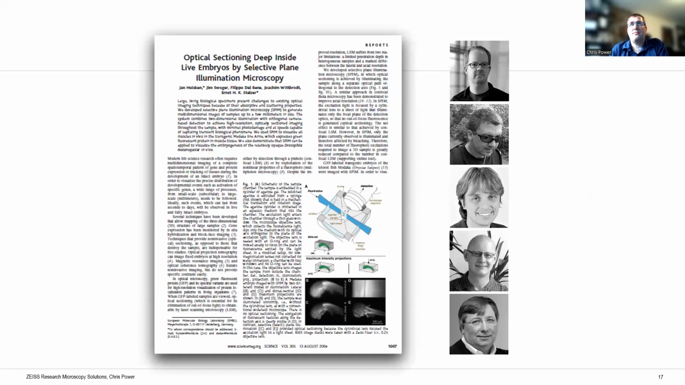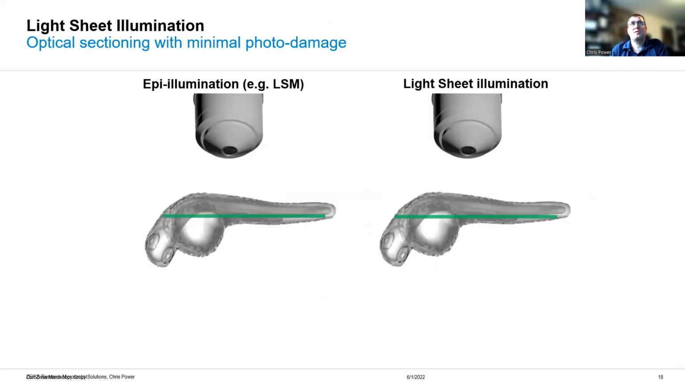Well, the main reason was the way in which the light is put in has a couple of really key advantages. If you think about a normal confocal, you image a zebrafish, the plane of interest is illuminated, but you also illuminate everything above and below. Whereas in light sheet, you only illuminate the key plane of interest. You don't illuminate above and below.